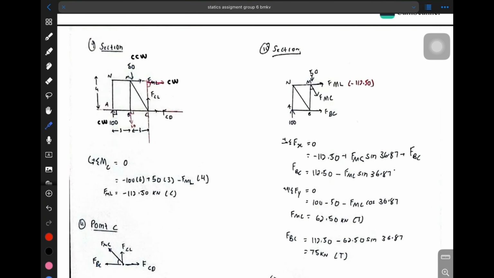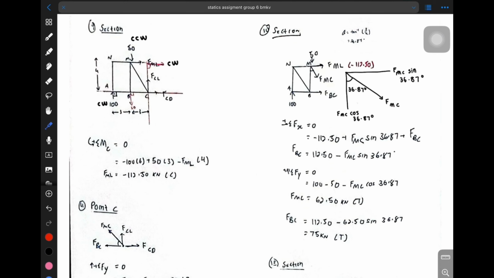So for the next step, we can take the moment at C, and we assume counterclockwise is positive. We can see that 100 is clockwise, 50 is counterclockwise, and FML is clockwise. So we get negative 100 multiplied by the distance 6, plus 50 multiplied by the distance 3, minus FML multiplied by the distance 4. So we get the final FML equal to negative 112.50 kN, and it is compression.